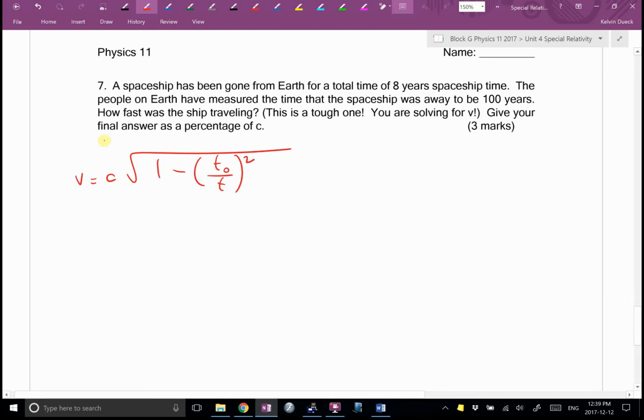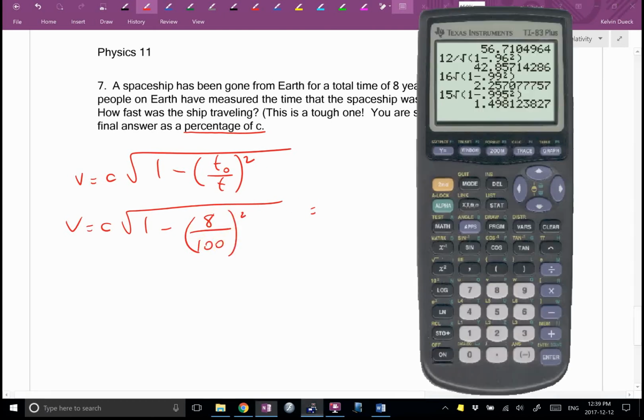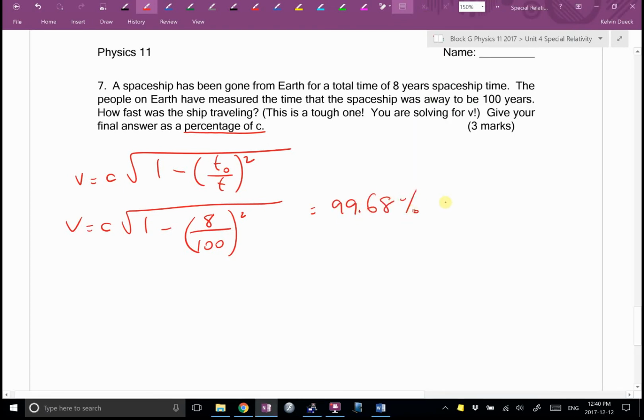Okay? They want this as a percentage of C, so I'm just going to leave the C kicking around. It's going to be 1 minus time on the spaceship, 8 over time back on Earth, 100, squared. It's going to be the square root of 1 minus 8 divided by 100 in brackets squared. If you wanted to type that in one fell swoop, Justin, that's how I would probably do it. And again, some of you that have the newer Casios with the orange buttons, I think it does the brackets and the indentation for you automatically, which makes it easier to type these in one fell swoop. Do you get 99 point what? Is it a 6? What's next to the 6? So I'm going to go to 4 sig figs. 99.68% of C.